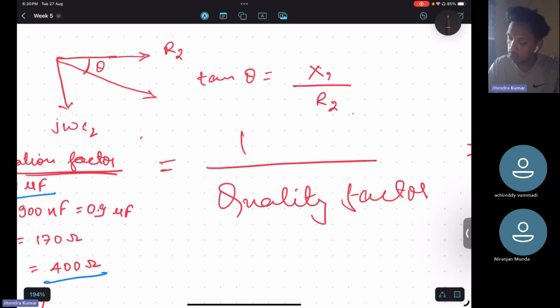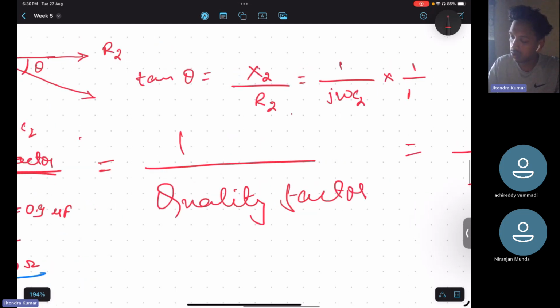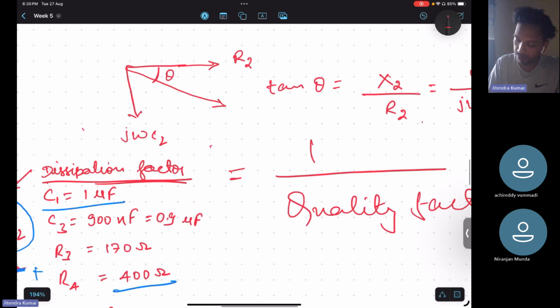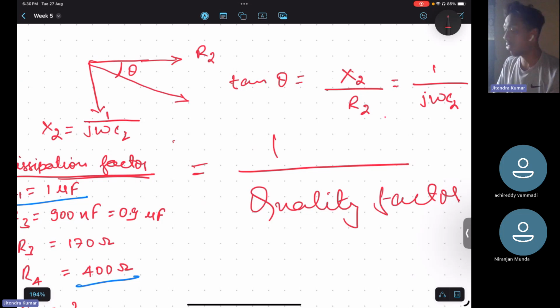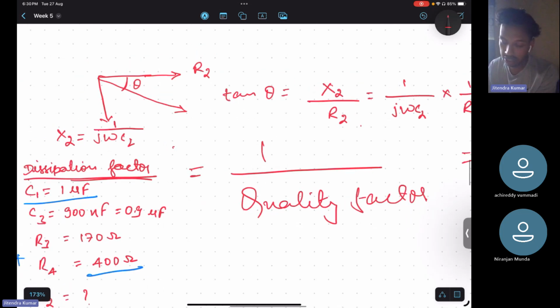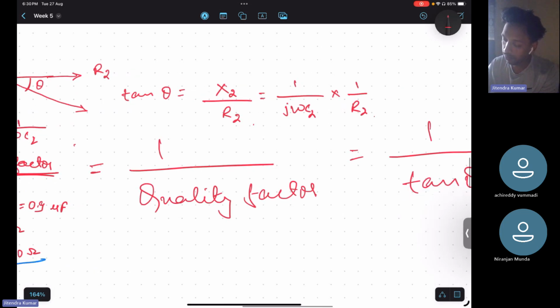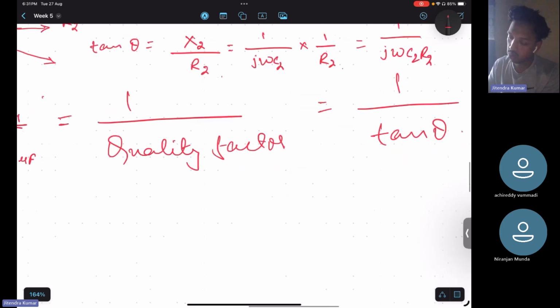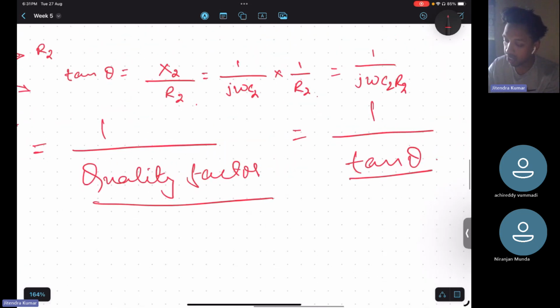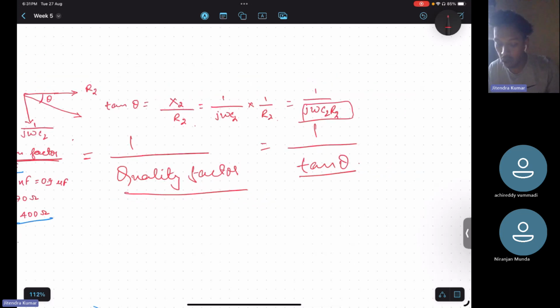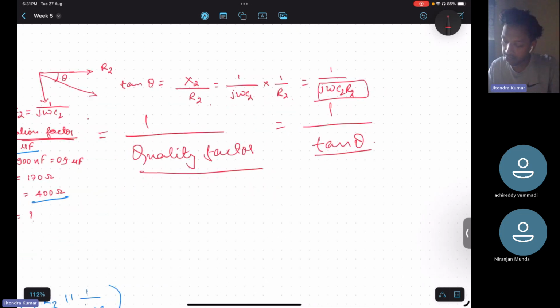It should be X2 by R2, and X2 is nothing but 1 by j omega C2, into 1 by R2. Okay, so X2 is equal to 1 by j omega C2, because capacitor reactance is inversely dependent on the capacitance. So tan theta will be 1 by j omega C2 R2. Now we know the tan theta, we know the quality factor. We are done with quality factor, but we need to provide the value of dissipation factor, which is the inverse of quality factor. So dissipation factor will be equal to j omega C2 R2.